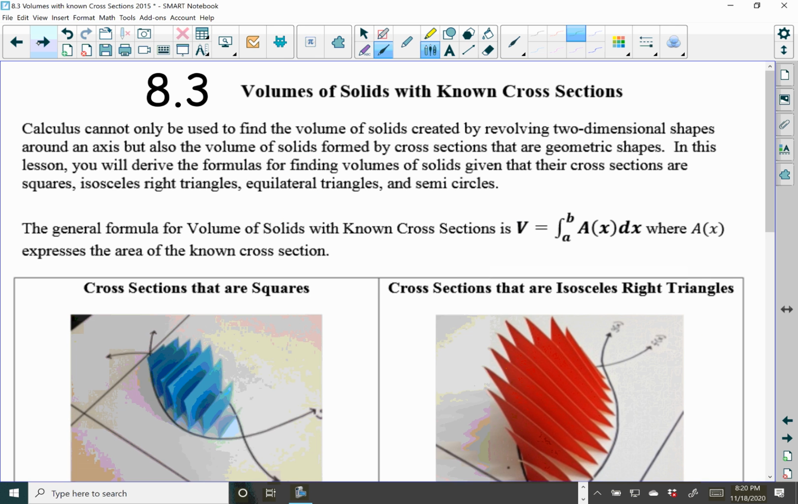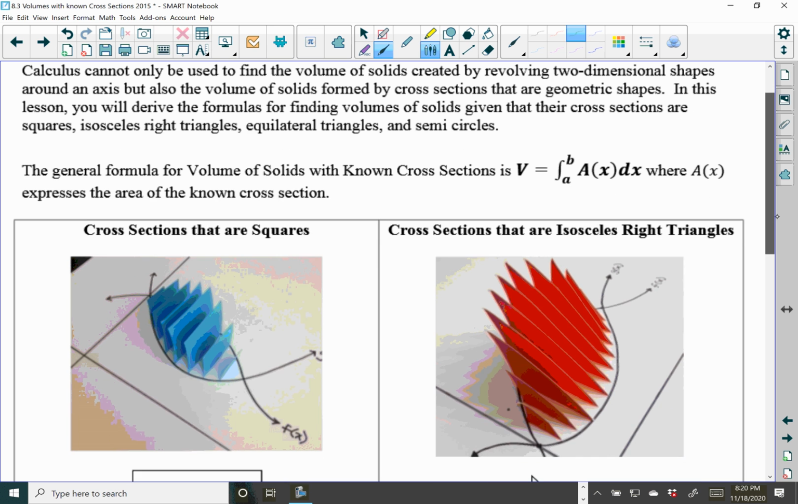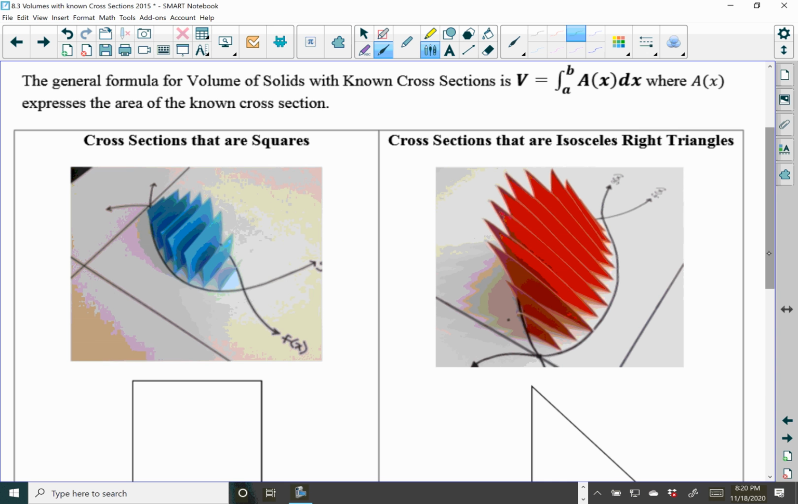So what we want to try to do is calculate out the volume when such figures are created by these cross-sectional pieces. And the general formula for the volume of solids with known cross-sectional pieces is this right here. Volume is the integral from a to b of A(x) dx, where A(x) represents the area of the known cross-section. So if you think about it, you're going to take area times the thickness, a third dimension, and that's going to give you a 3D volume.